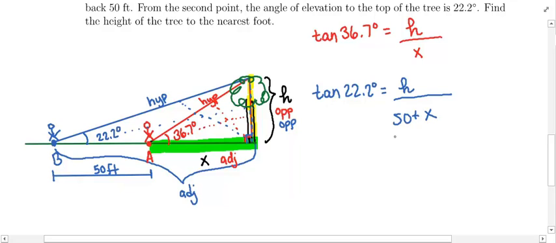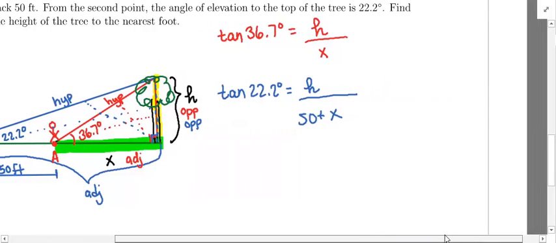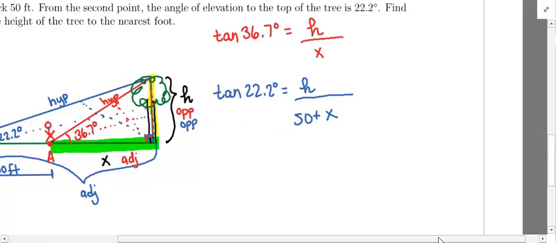So these are two different trig ratios, and we have two variables involved, H and X. But look at what happens here. We can take each of these ratios and solve for H.